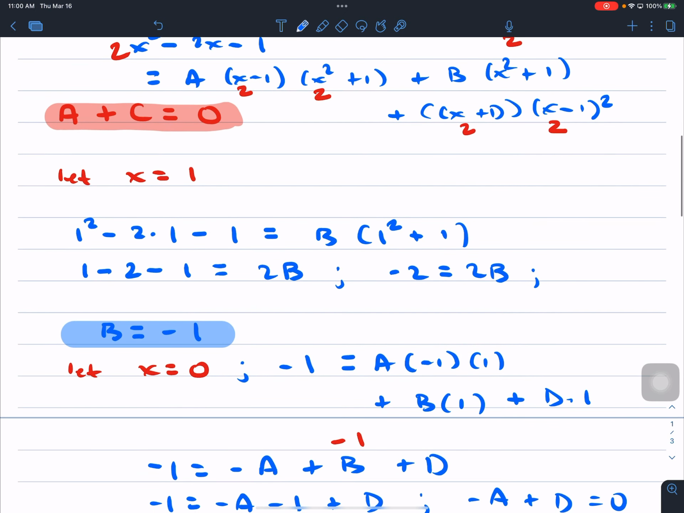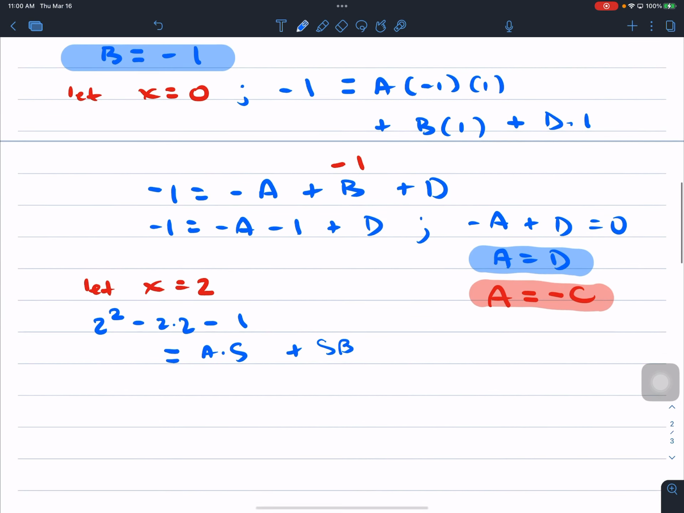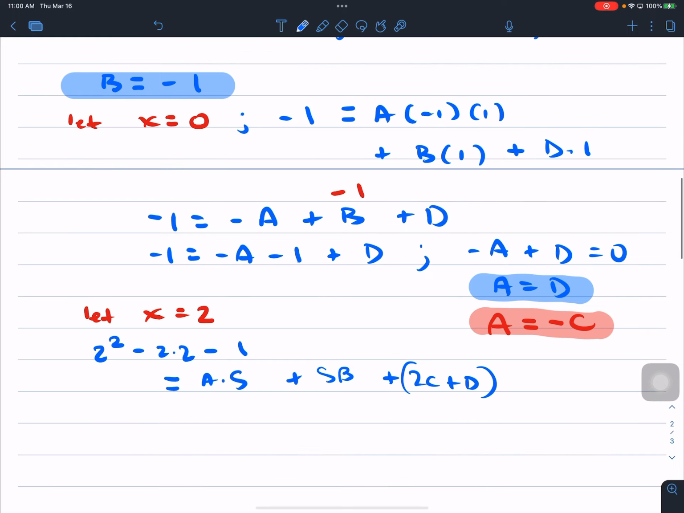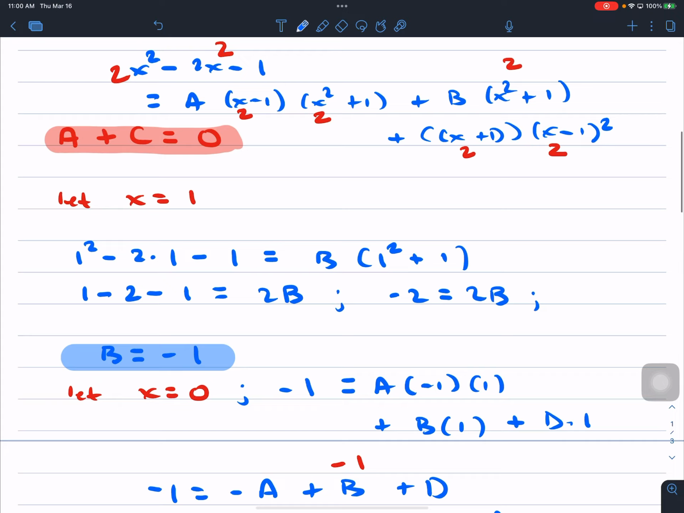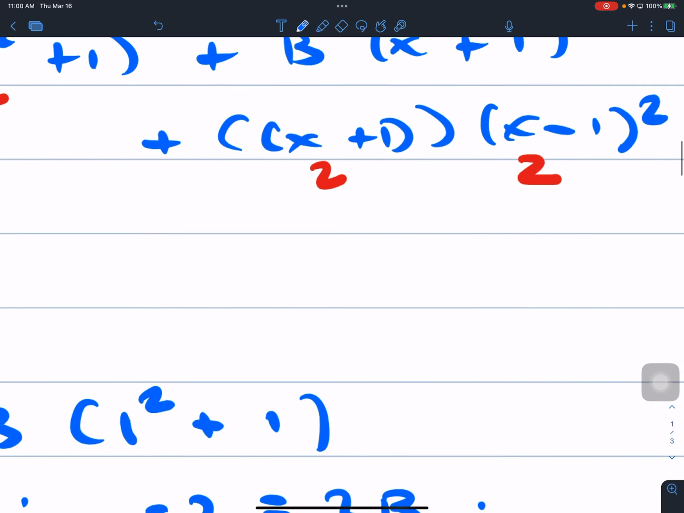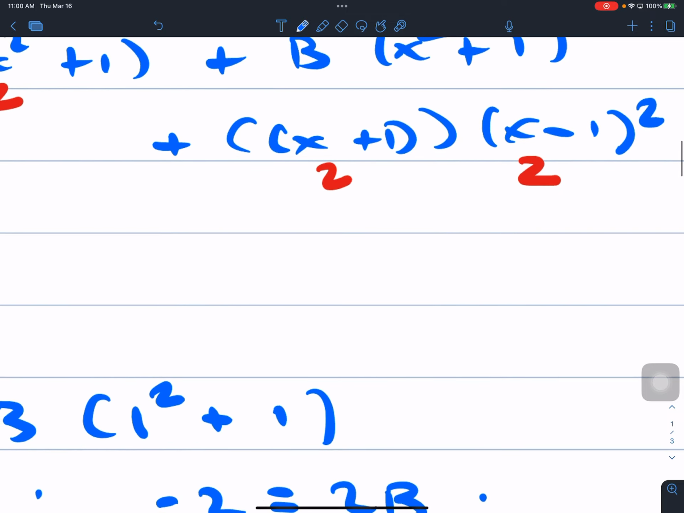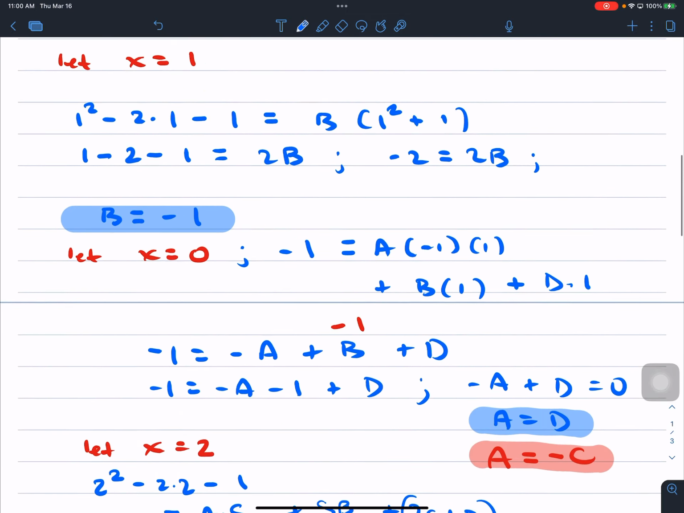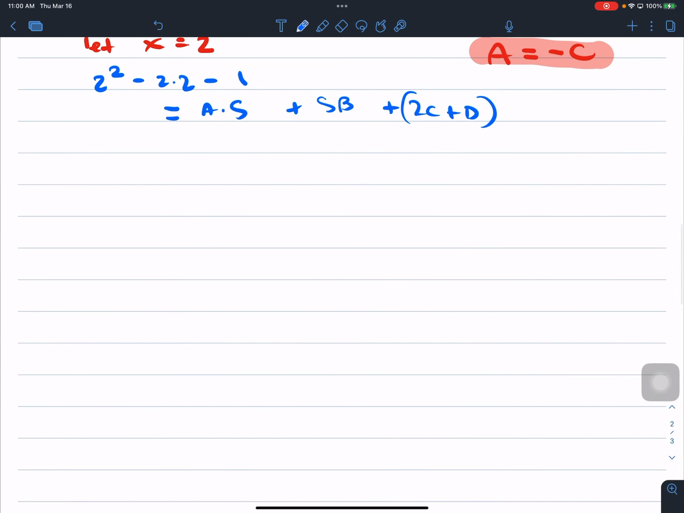And then what do you have here? You have what? 2C plus D. Because you're going to plug in what? The x and the 2 over here. And then what's this 2 minus 1? Isn't that 1? So you get 1 squared, and that's 1. Is that right? So you get 4 minus 1 is now 5A plus 5B plus 2C plus D.